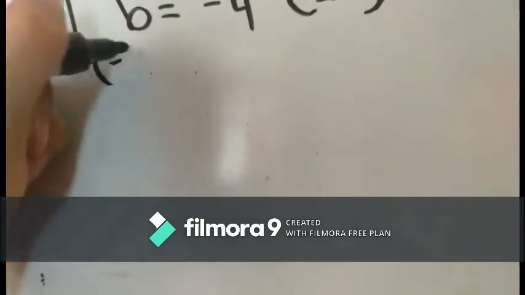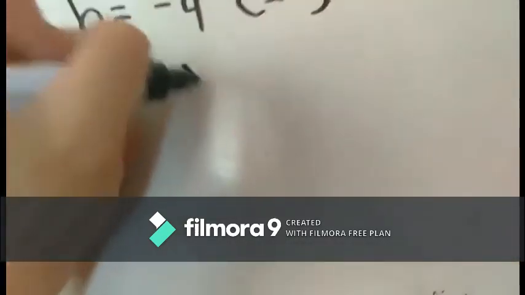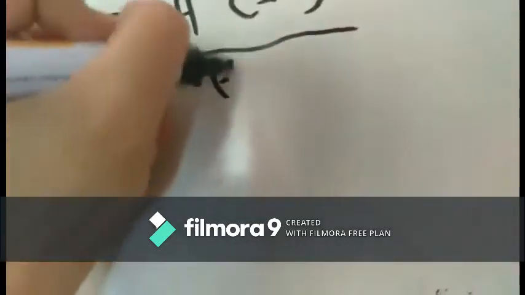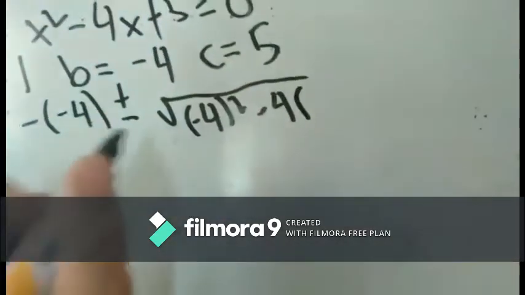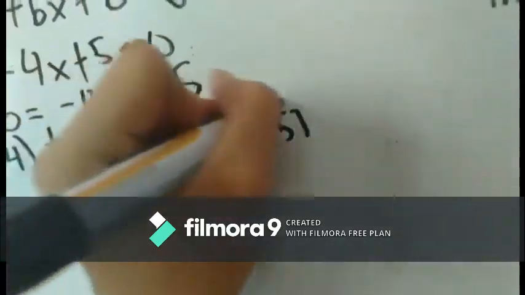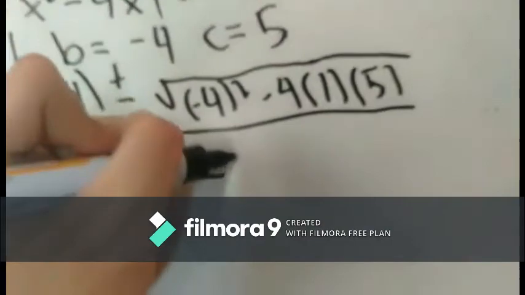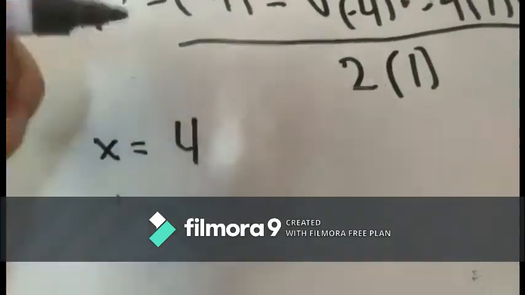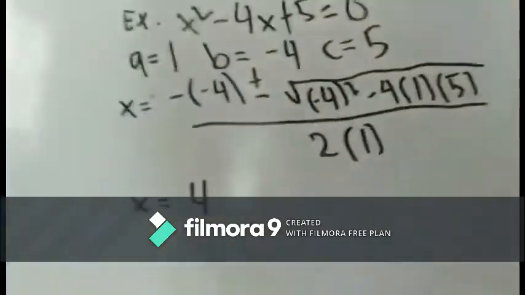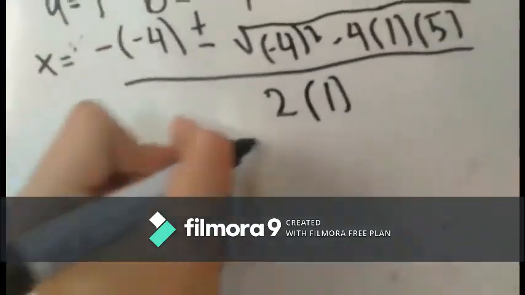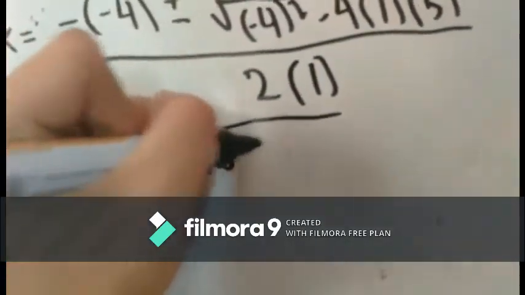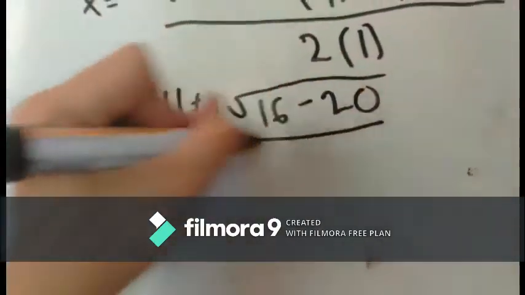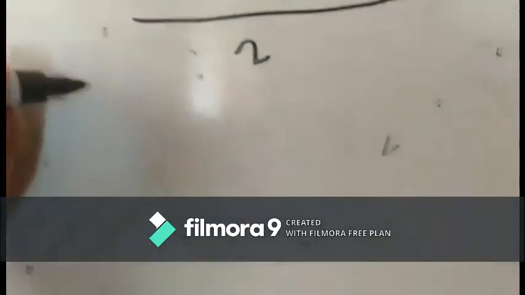So negative 4 plus minus, as you can see, negative 4 squared minus 4. Our a is 1 and our c is 5, over 2 and 1. And then next, it will become positive 4 because they are the same, positive and negative, so it will become positive. Plus minus will become 16 minus 20 over 2.